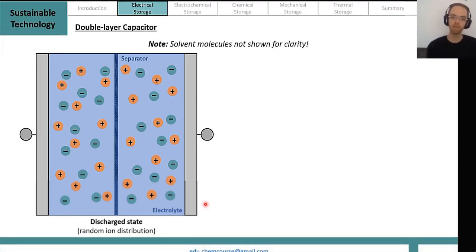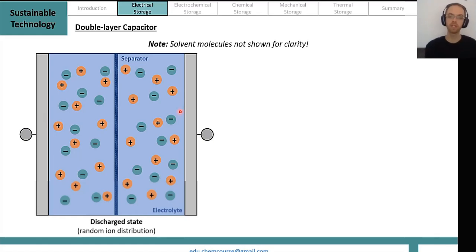A double layer capacitor in practice in a discharged state looks something like this on the left side here. Note please that I neglected any kind of solvent molecules here simply for clarity. In the discharged state, we have our two electrodes on the left and the right side. We have our electrolyte, which is shown in light blue here. We have a separator in the middle, which allows ions to pass through it, but makes sure that our electrodes never touch each other.